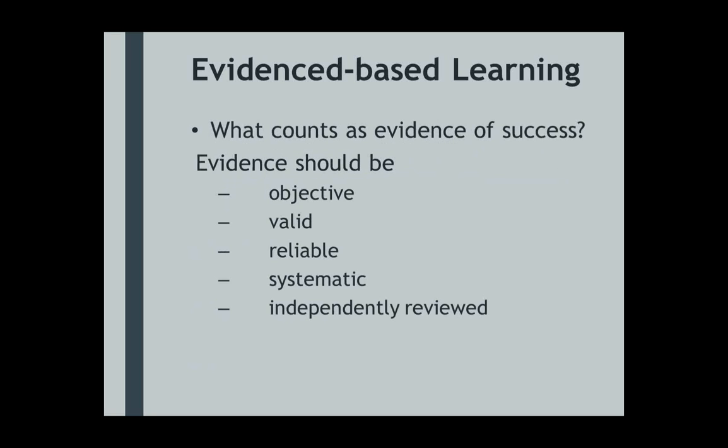If we look at the other side of that, which is the learning that goes on, how are we going to document that? Because we all know, and especially those of us that have been around a few years, documentation is everything, and that if we can't see it in black and white and in Table 4, 4B, and 5, then it probably didn't happen. So we need to make sure that what counts as evidence of success is evidence. So it should be objective, valid, reliable, systematic, and independently reviewed.